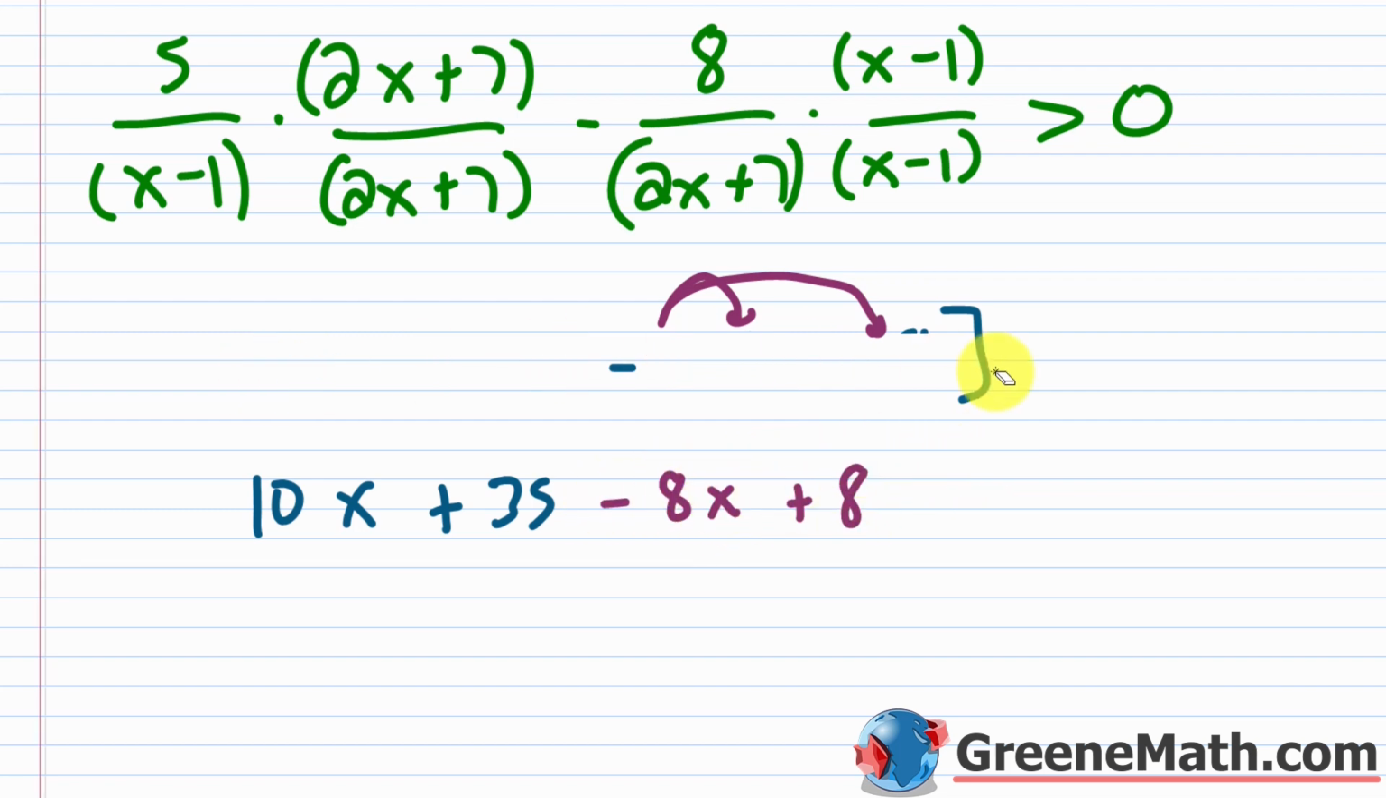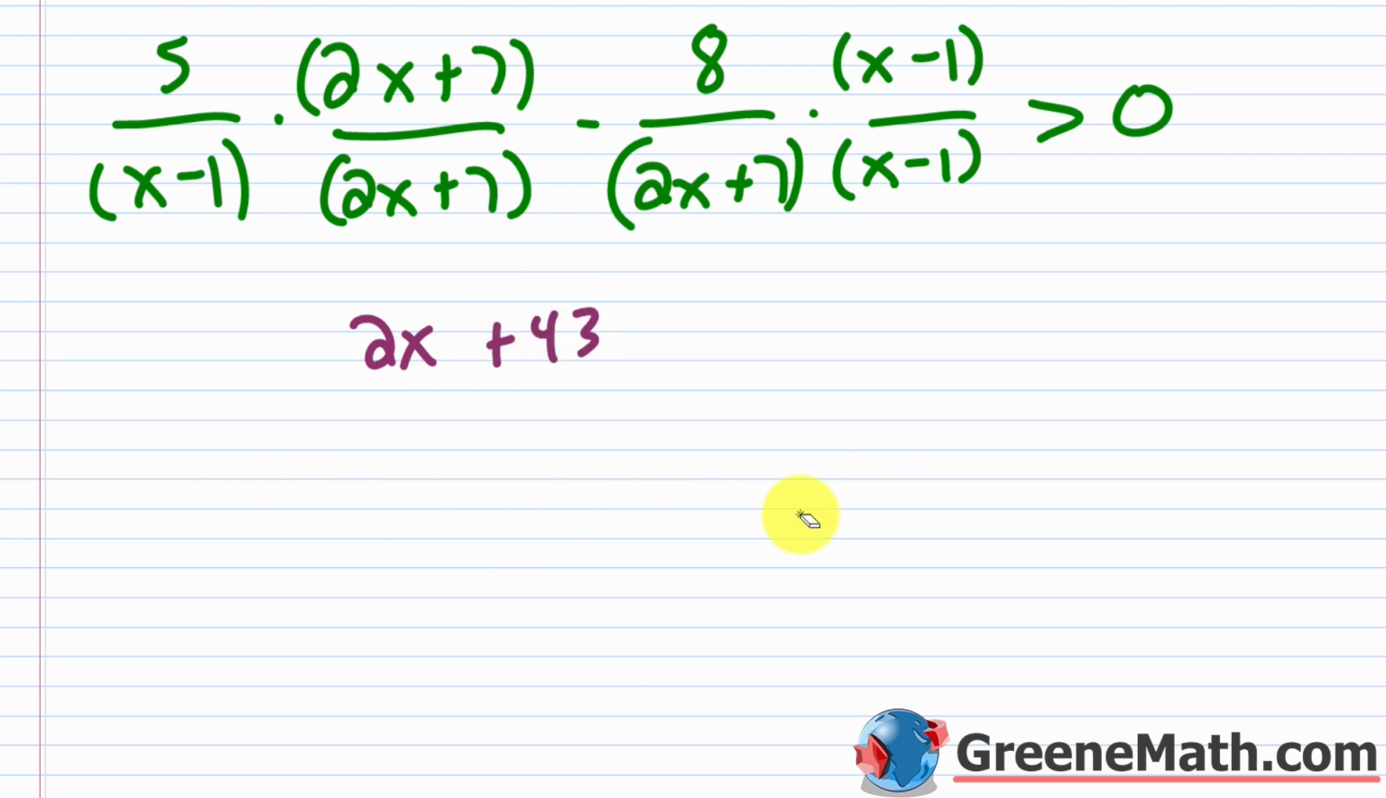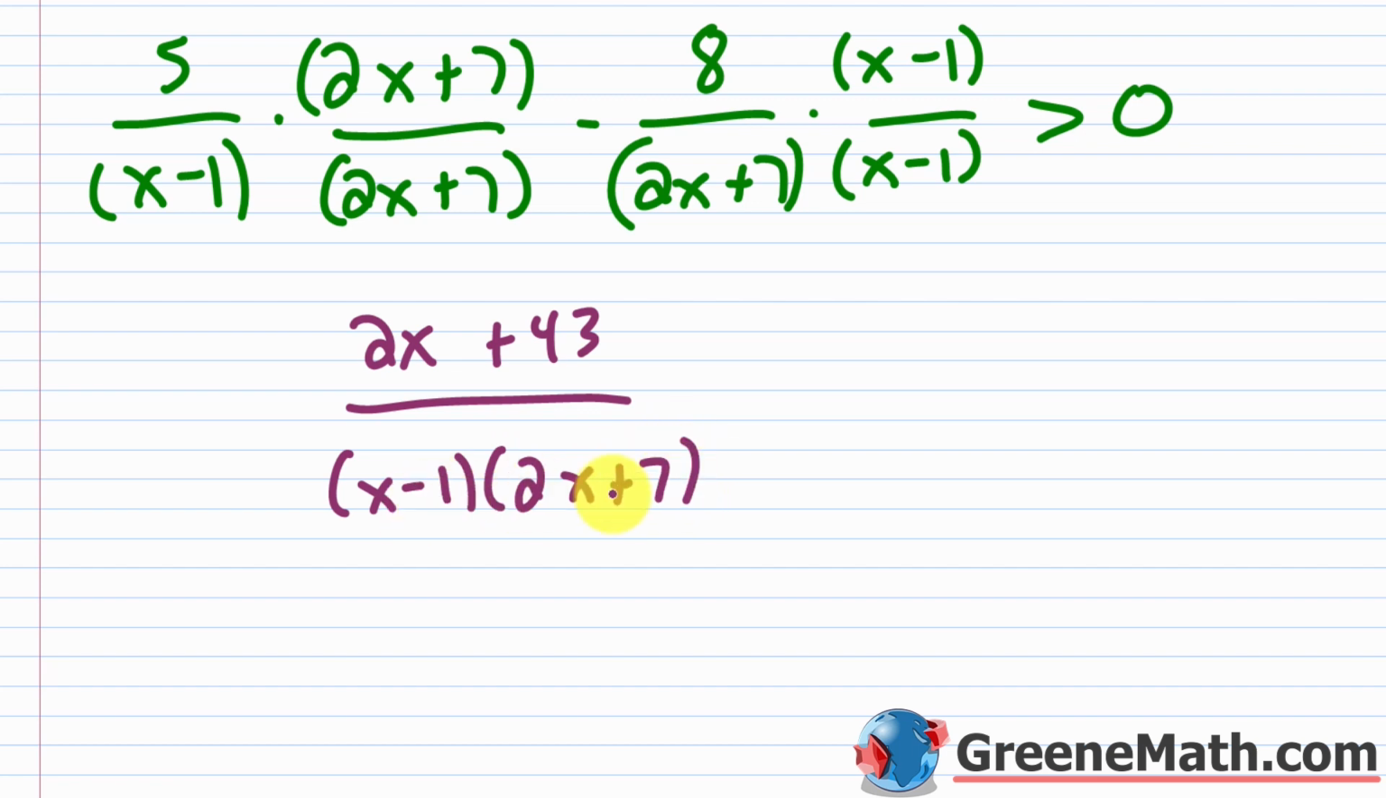Let me get rid of this line right here. We're going to say this is 10x minus 8x, which is 2x, and then 35 plus 8 is 43. This would be over your common denominator, which is the quantity x minus 1 times the quantity 2x plus 7. Now, I would leave this in factored form because you're going to have to set this equal to 0 and solve the resulting equation. This is easier than putting it into ax squared plus bx plus c form and then having to factor it back to solve the equation. So let's say this is greater than 0.